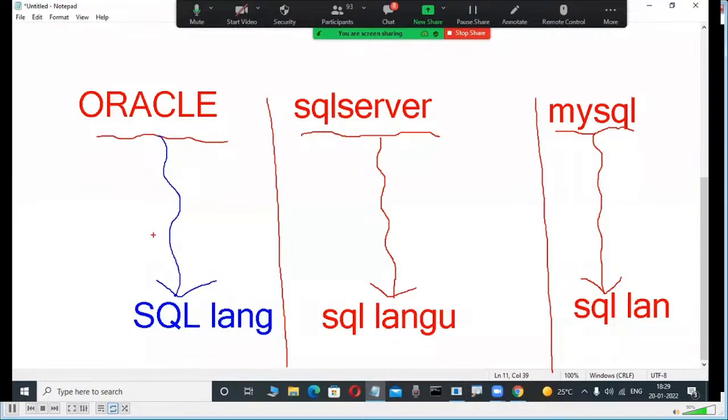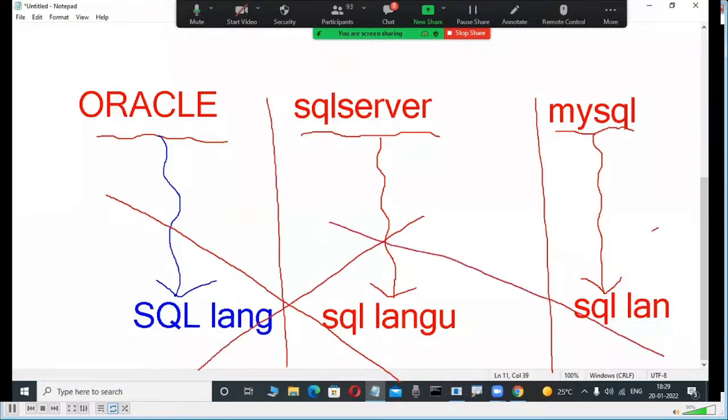They are telling that they are the same, but that is 100% wrong. All these SQL languages are different, not the same. Why are so many students confused? Why are so many employees saying this?